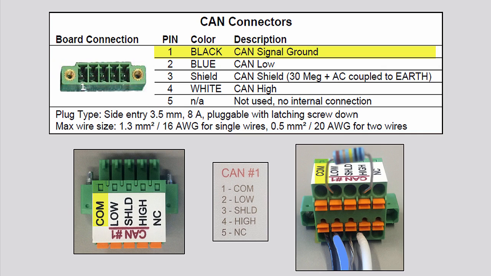Wire the black cable to pin 1. This is the CAN signal ground. Wire the blue cable to pin 2. This is the CAN low signal. Wire the shield to pin 3. Wire the white cable to pin 4. This is the CAN high signal. Pin 5 is left empty. A 120 ohm resistor must be used as a termination resistor at the end of each trunk line. This resistor is wired with one end in pin 2 and the other in pin 4 of the connector.